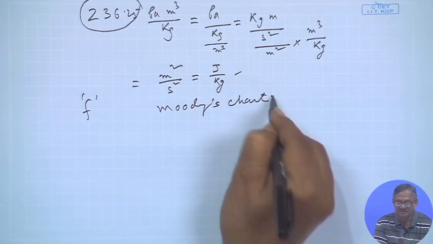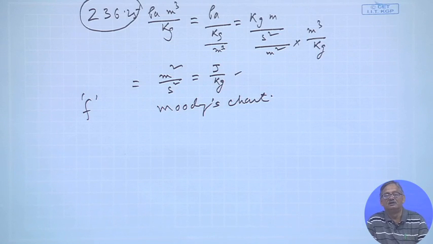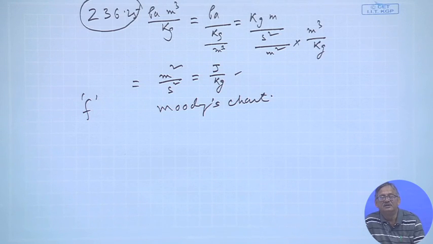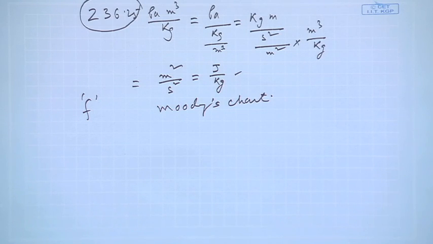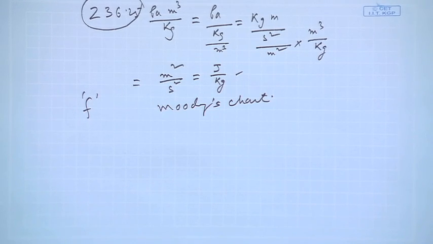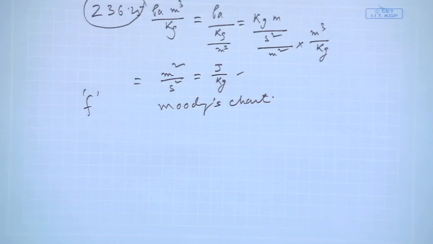So, once this friction factor is obtained from the Moody's chart, we can find out the pressure drop in the pipe. Also, we could find out the frictional head or frictional loss. This can be determined in terms of joules per kg or Pascal meter cube per kg, right. This also is convertible, right.